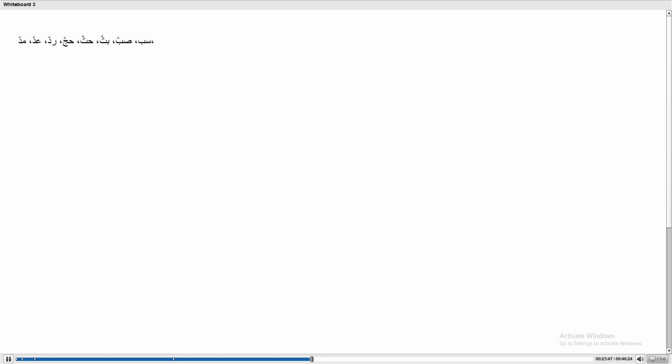Also we have hadda, which means he broke it down severely. Hadda yahuddu haddan. As in broke a building down, something built. Then we have sarra. Sarra means it pleased or he pleased.